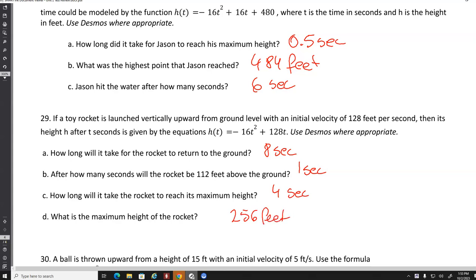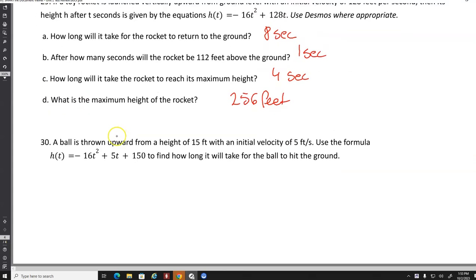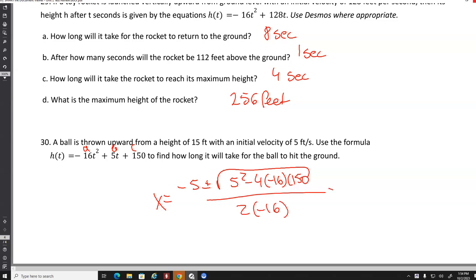And then the last question right here. Again, you can calculate it by using the quadratic formula. This is your a, this is your b, this is your c. You are going to plug it in. So you have -b plus or minus the square root of 5 squared minus 4 times -16 times 150, divided by 2 times a, which is -16. I get -5 plus or minus the square root of 9,625, divided by -32, correct?